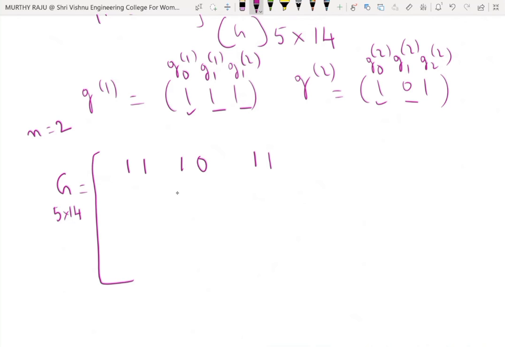The next row, that means the second row of G, is identical to the first row but shifted by 2 places. 2 places means n is equal to 2, the number of outputs of the convolutional encoder. That is the reason for shifting by 2 places. Again start with 1 1, 1 0, 1 1.